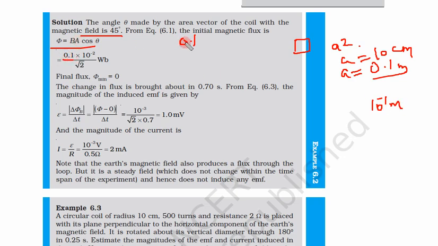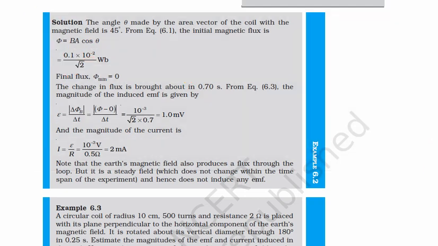So this B is 0.1, and this area is, side was 10 centimeter, A squared is 10 to the power minus 2 meter squared, and cos theta is cos 45, which is 1 by root 2. So what do we get? We get 10 to the power minus 3 upon root 2 Weber. So this is the magnetic flux.